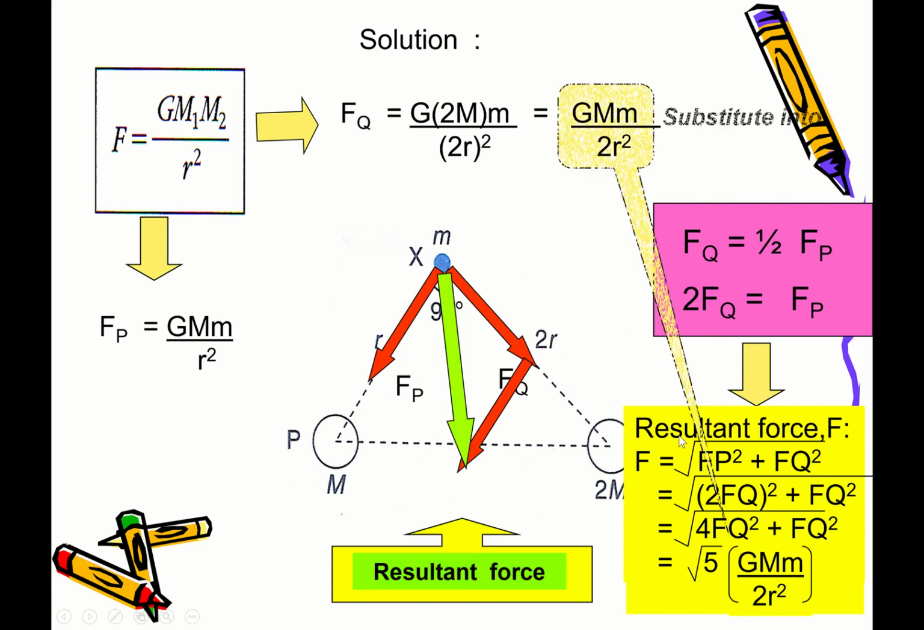And we can substitute the FQ here, G m m per 2r squared, into here. So the resultant force is given by square root of 5 times G m m per 2r squared.